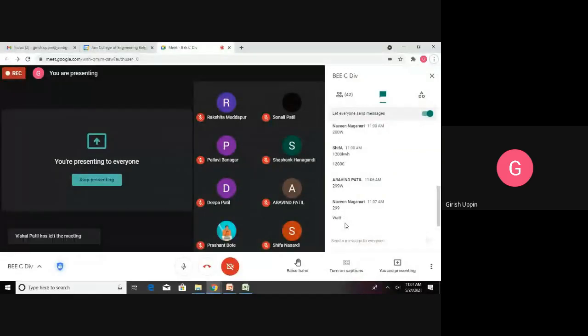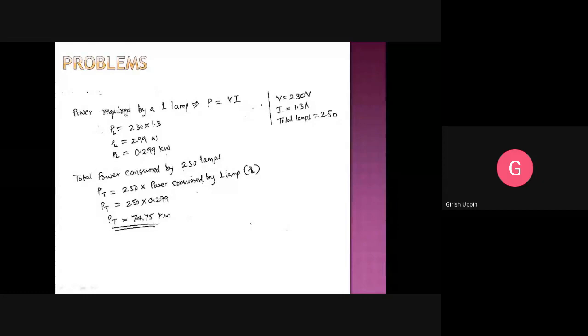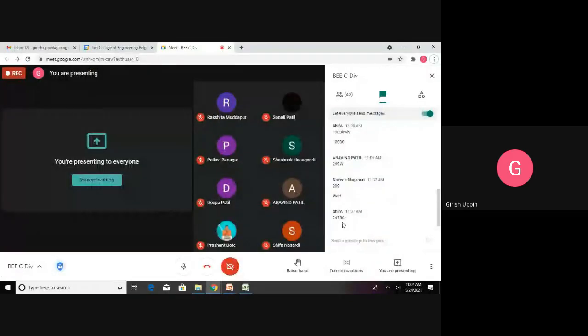Naveen, Arvind, you got 299. Actually, that is the power required by one lamp, P is equal to VI. For one lamp, 230 into 1.3, 299 watts. Your answer is correct. Very good.